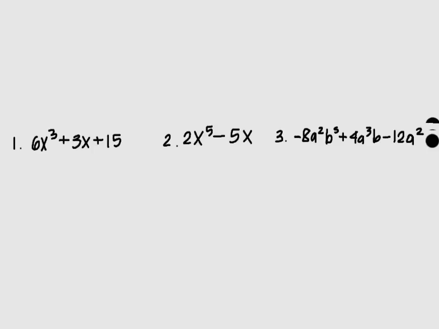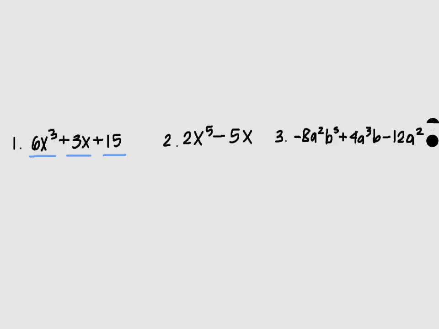In the first example, we have three terms in our polynomial. We have 6x cubed, 3x, and 15. All we're asked to do in this problem is to factor. So we're not asked to solve for anything, we just want to factor out the greatest common factor, or the GCF.